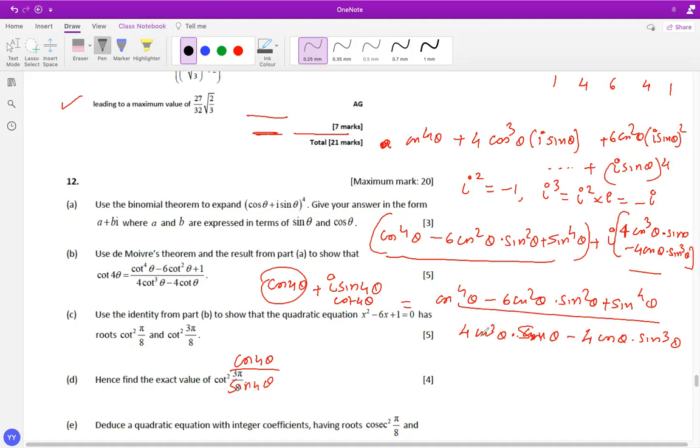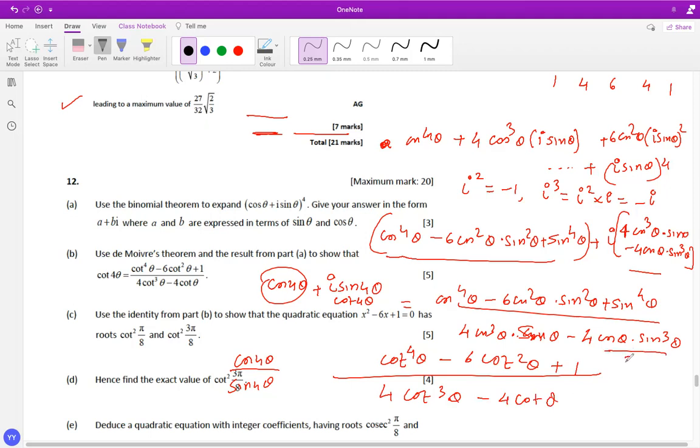And now what I'm going to do next is divide numerator and denominator by sine to the power 4 theta. If I divide the numerator by sine to the power 4 theta, this is going to be cot to the power 4 theta minus 6 cos squared theta sine squared theta divided by sine to the power 4 theta. So sine squared cancels and you get minus 6 cot squared theta, plus 1. The denominator, also divided by sine to the power 4, becomes 4 cot cube theta minus 4 cot theta. Every term is divided by sine to the power 4, and this is what you get, and this is nothing but cot 4 theta.